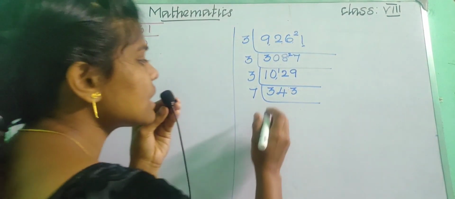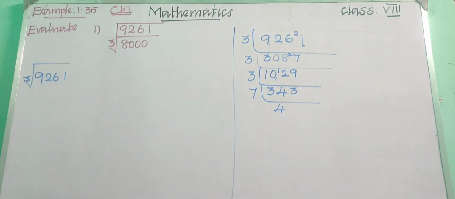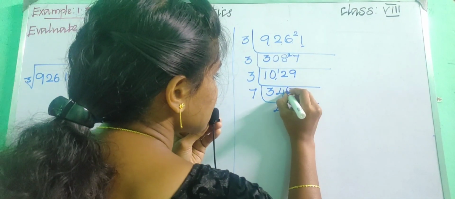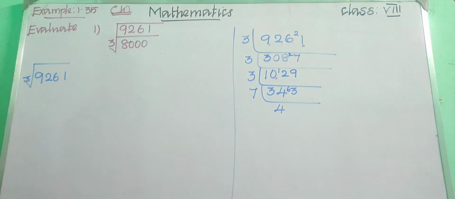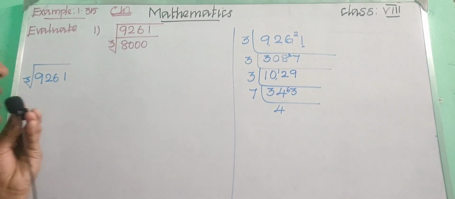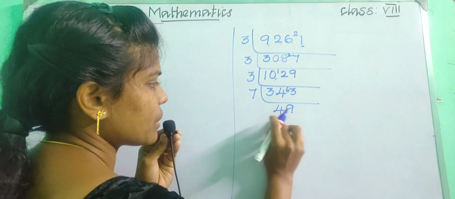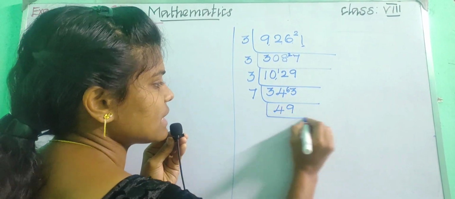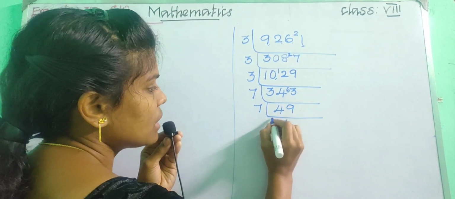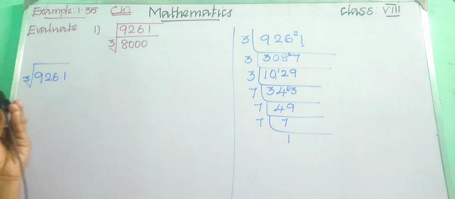4 sevens are 28. Remaining 6, right? So now we got 63. So 9 sevens are 63. Now we got 49. We know 7 sevens are 49, right? Again we can put 7. So 1. So let us write the prime factors here.